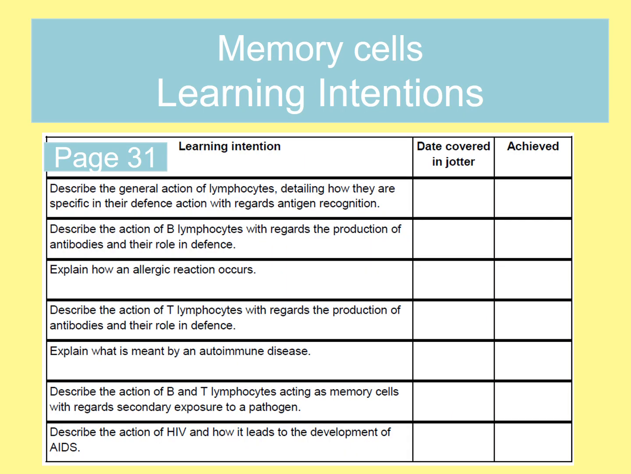From page 31 of our student guide, we're looking at the last remaining two learning intentions here. By the end of this PowerPoint, you need to be able to describe the action of B and T lymphocytes acting as memory cells, and to describe the action of HIV and how it leads to the development of AIDS.